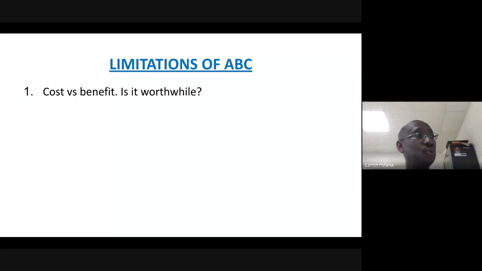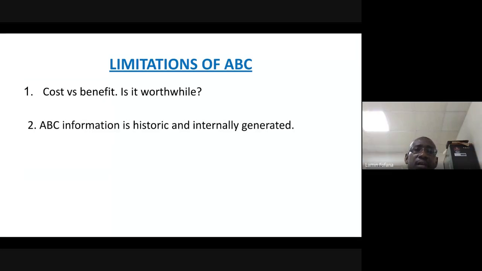If you have to get an expert to come and implement or develop an ABC method for you, you have to look at cost-benefit. The benefit attached to it, is it worthwhile to spend that much? In some cases, it will definitely be worthwhile, but in other cases, it won't be. So those are some of the limitations.